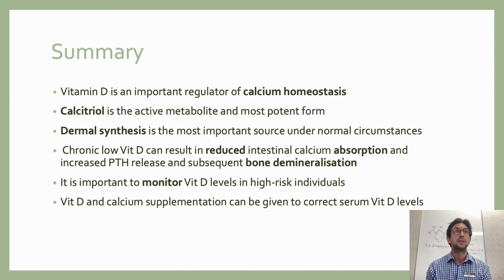So in summary, vitamin D is an important regulator of calcium homeostasis. Calcitriol is the active metabolite and the most potent form. Dermal synthesis is the most important source under normal circumstances. Chronic low vitamin D can result in reduced intestinal calcium absorption and increased PTH release and subsequent bone demineralization. It is important to monitor vitamin D levels in high-risk individuals, and vitamin D and calcium supplementation can be given to correct serum vitamin D levels if necessary.